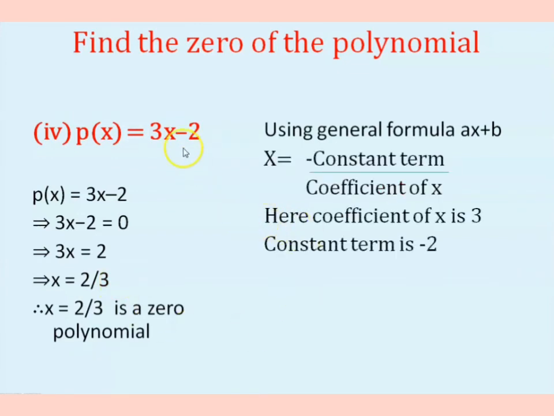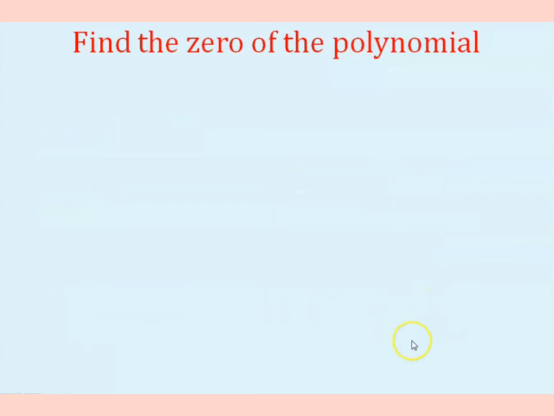In this polynomial, coefficient of x is 3 and the constant term is minus 2. So using the formula, we get minus of minus 2 divided by 3. Minus into minus will be plus. So 2 by 3 is the answer.